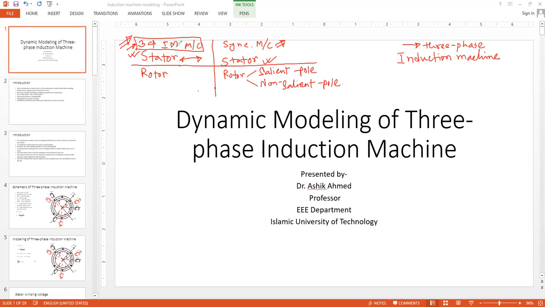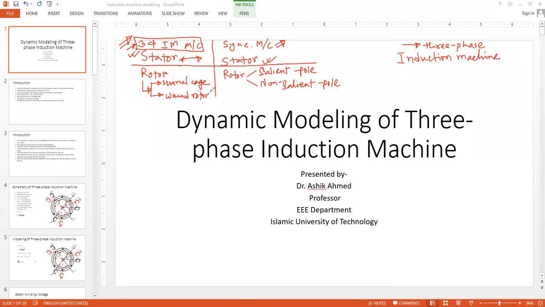However, in case of the induction machine, can anyone tell what are the basic configurations for the rotor part in induction machine? Three-phase induction machine. How can we differentiate the construction of three-phase induction machine? There are basically two types. What are the types? Squirrel cage. Squirrel cage, excellent. And wound rotor type. Wound rotor type, excellent. So these are the two main types.